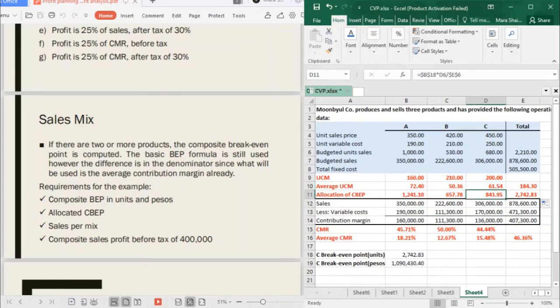Product A's break-even point in units is 1241.10. Product B's break-even point in units is 657.78. Product C has 840.95. So that is in units. Next is in peso.